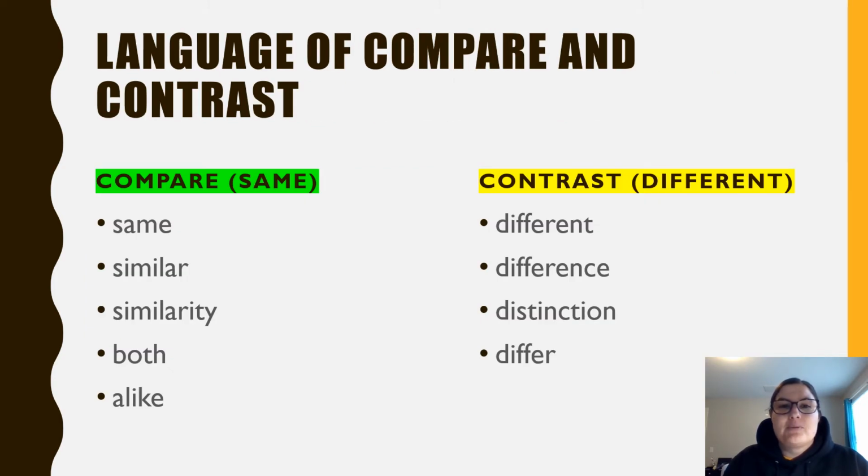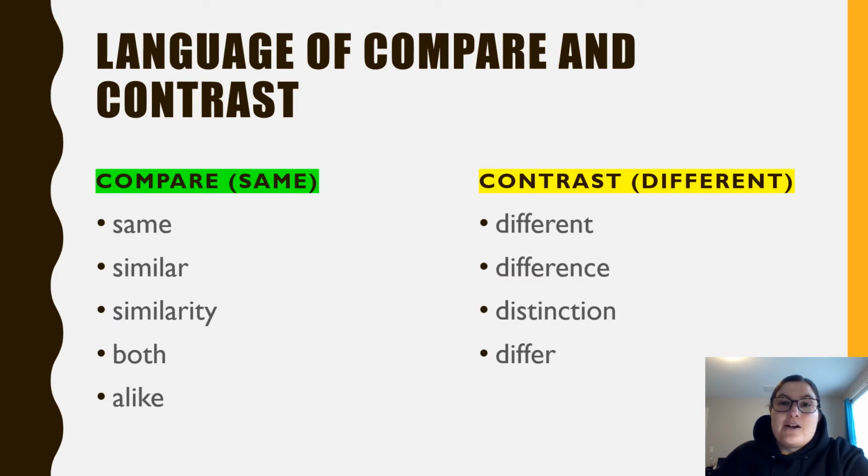Okay, so here we're going to talk a little bit about the language of compare and contrast, the types of words that we use when we compare and contrast things. So when we compare, that's the same. We can use words like same, similar, similarity, both, and alike. Why don't you say those after me? Ready? Same, similar, similarity, both, alike. Good job.